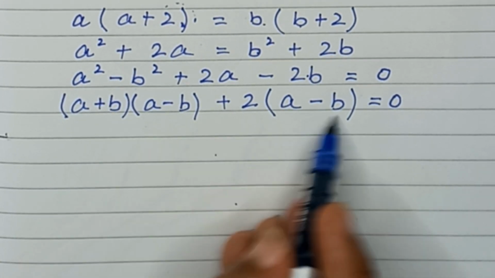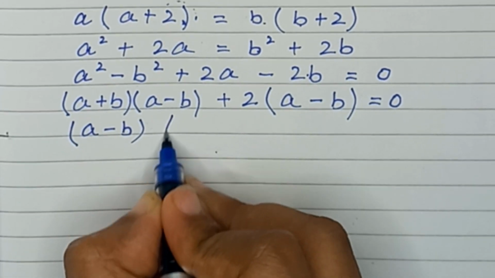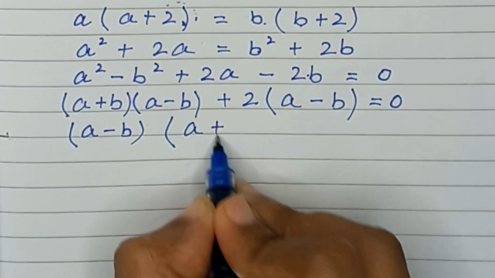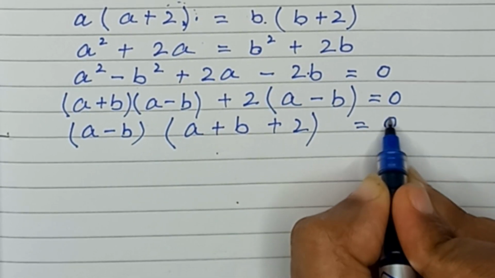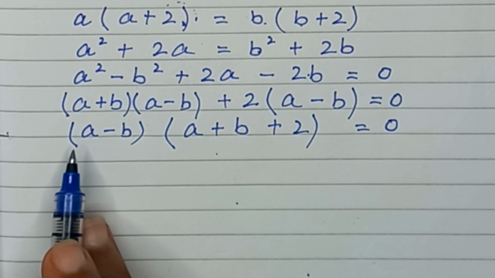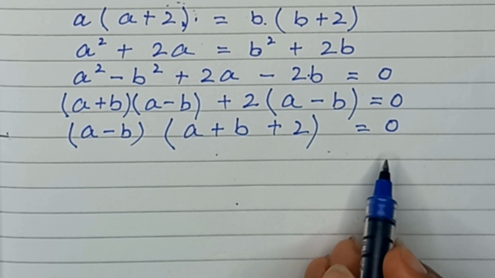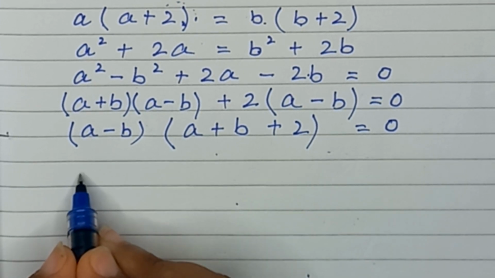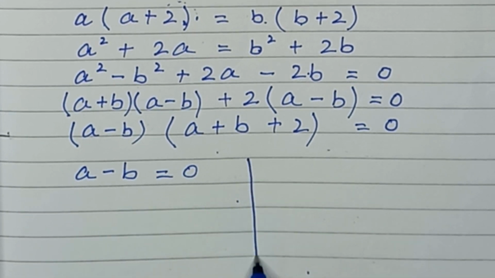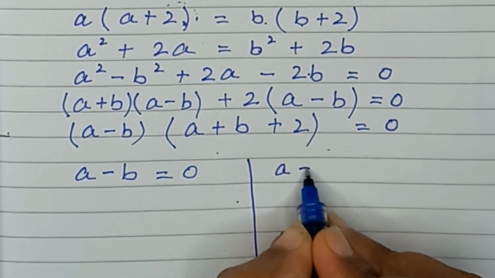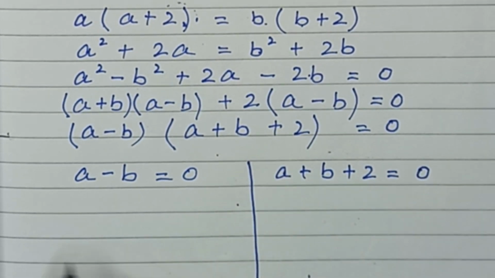Now in both terms we have a minus b common, and we have here a plus b plus 2, which is equal to 0. Now here we have two solutions: a minus b is equal to 0, and a plus b plus 2 is equal to 0.